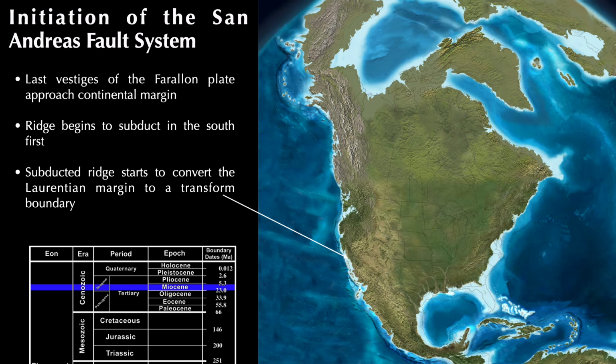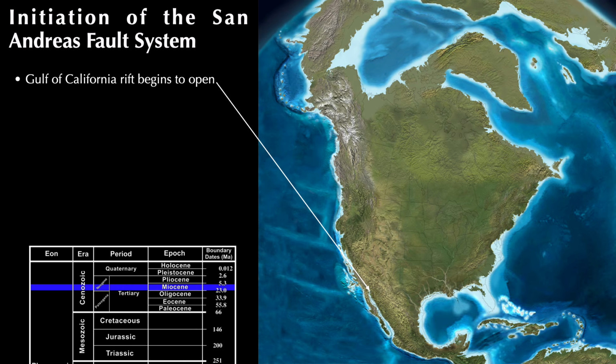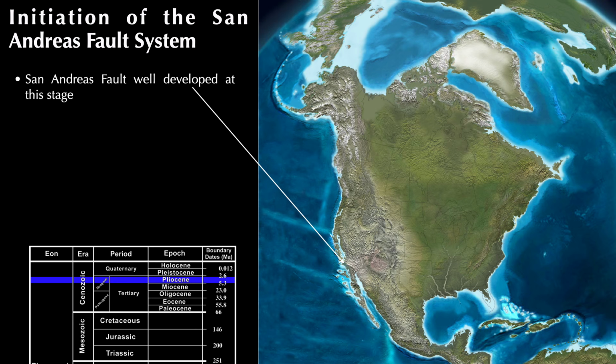And the subduction of that ridge starts to convert the Laurentian margin into a ridge-ridge transform fault. It starts to unzip the San Andreas fault. In the Miocene, continued spreading along this ridge leads to incipient opening of the Gulf of California. And by the Pliocene, the San Andreas fault is really well developed and has already accommodated significant right lateral displacement along several strands, linking rifting in the Baja California region to rifting near the Mendocino Triple Junction.